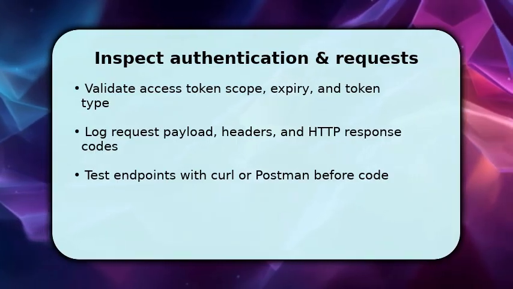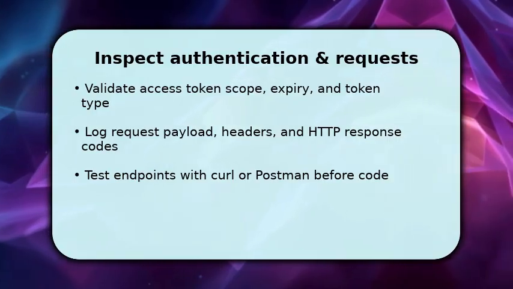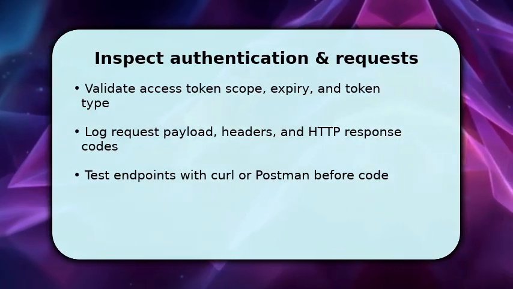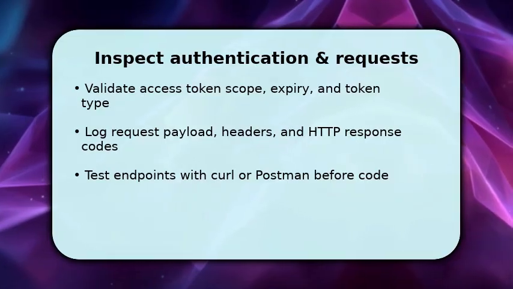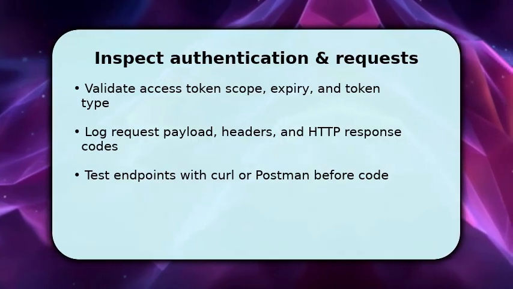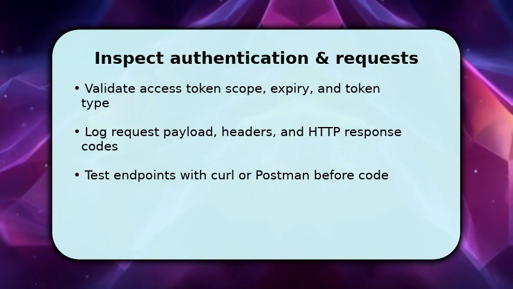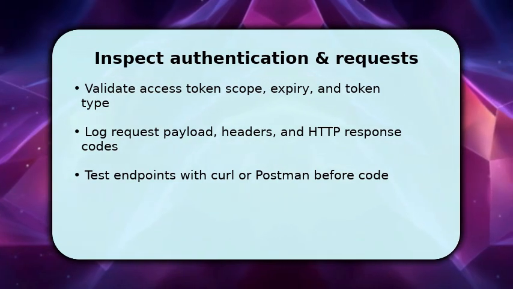Then log the full request, payload, headers, and the exact HTTP response code and body so you can see API errors. Once you have raw requests working in curl or Postman, adapt the same headers and payload in your code. This step isolates transport issues from application logic and shows why requests are rejected.